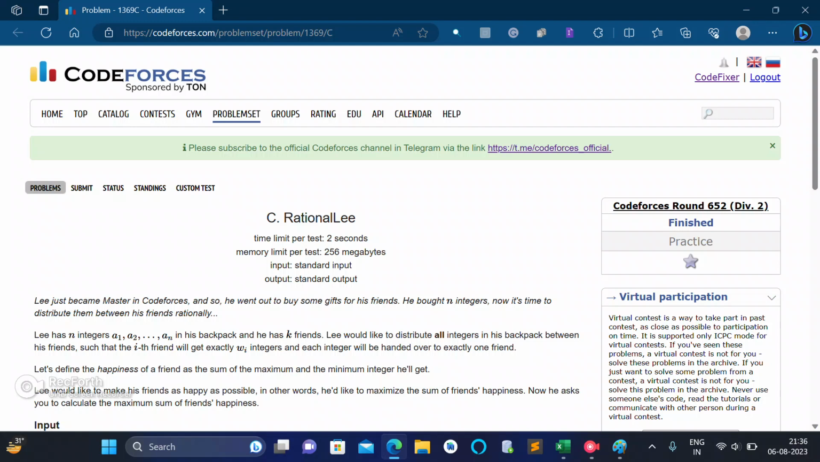At the end, suppose I have given the ith friend 6 integers, I have to take the maximum and the minimum of those 6 integers. Suppose I have given the I plus 1th friend 2 integers, I have to take the maximum and minimum of them. In all the cases I have to sum up the maximum and minimum values, and at the end sum up all those and report the answer. This is the whole question.